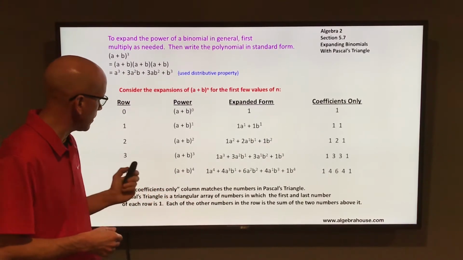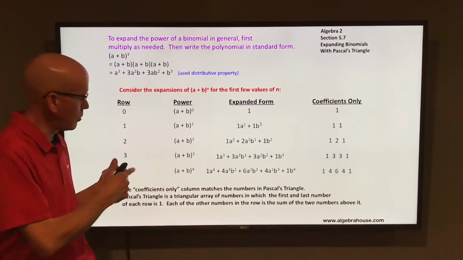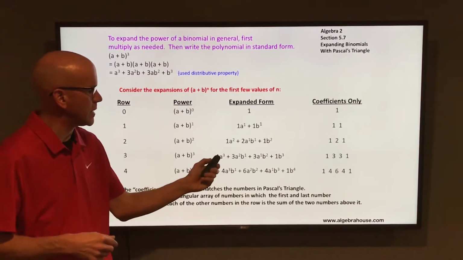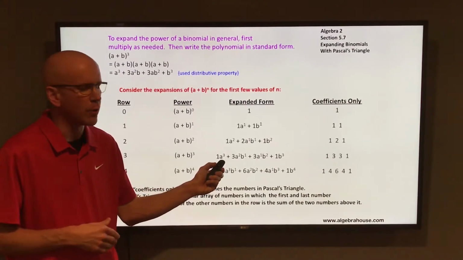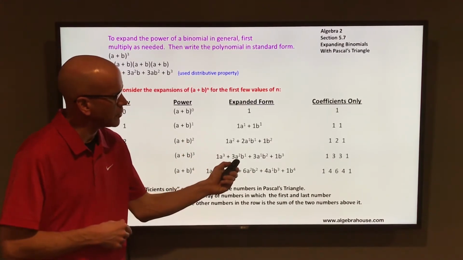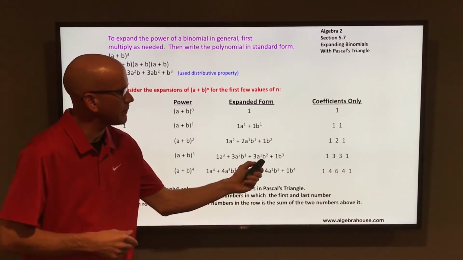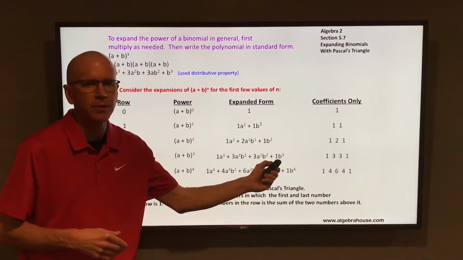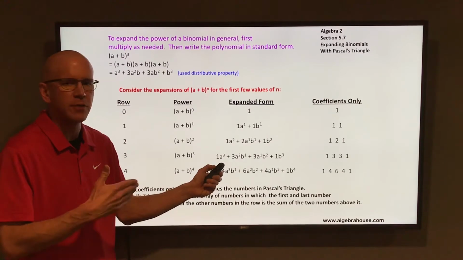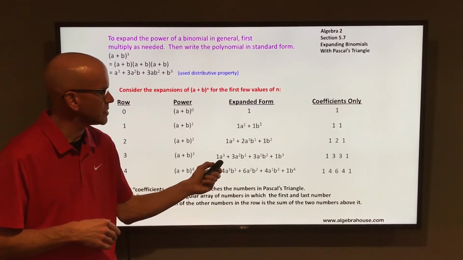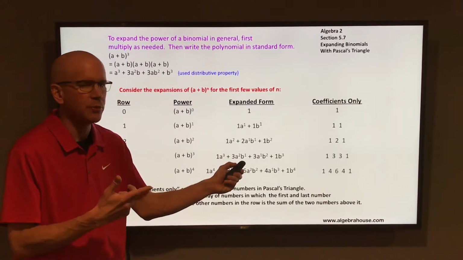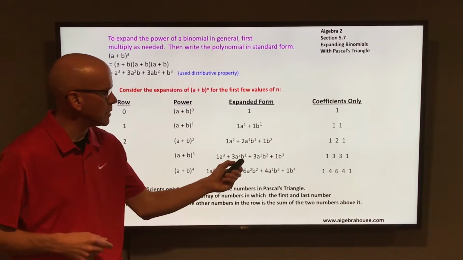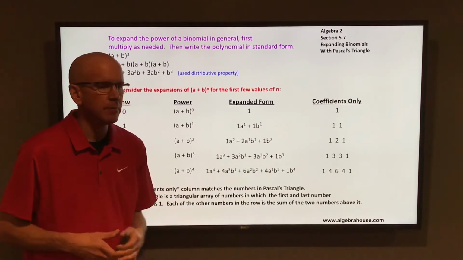The a starts off to the third power, so the exponent that you're taking that to, the a starts off to that power, a to the third, and then works its way down to a to the 0. So we have a squared, a to the first, and then this would be a to the 0. And then the b would start off in the opposite direction. B would start off to the 0 power, then work its way up to that b to the third. So b to the first, b to the second, and then b to the third.